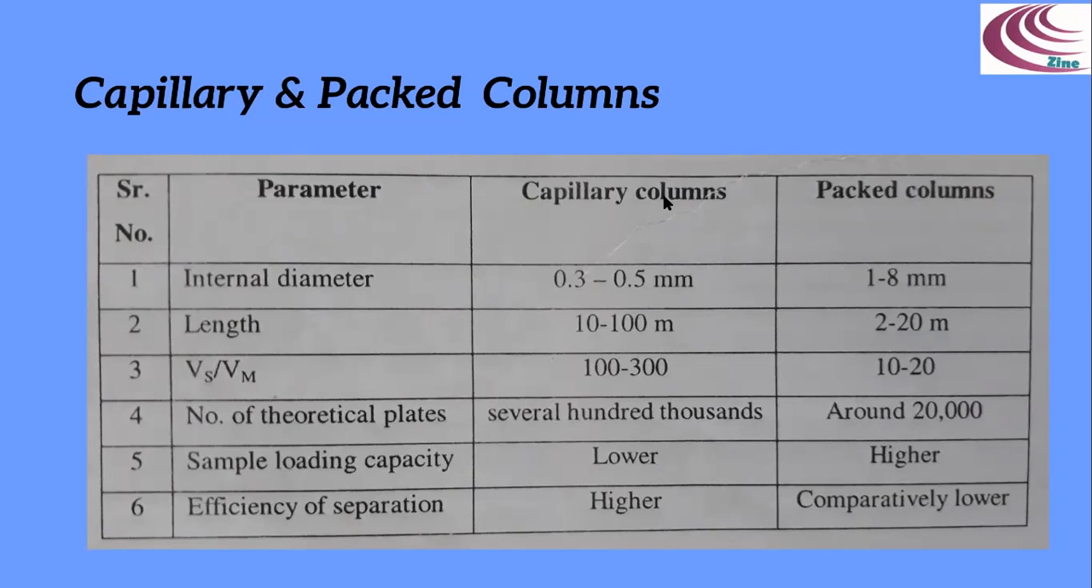The ratio of the volume of the stationary phase to the mobile phase, that is Vs by Vm, for these columns ranges from 100 to 300. And this is the major reason that explains their high efficiency. Since these columns contain a limited amount of the stationary phase, they suffer from very low sample loading capacities, that is less than 0.01 microliter.